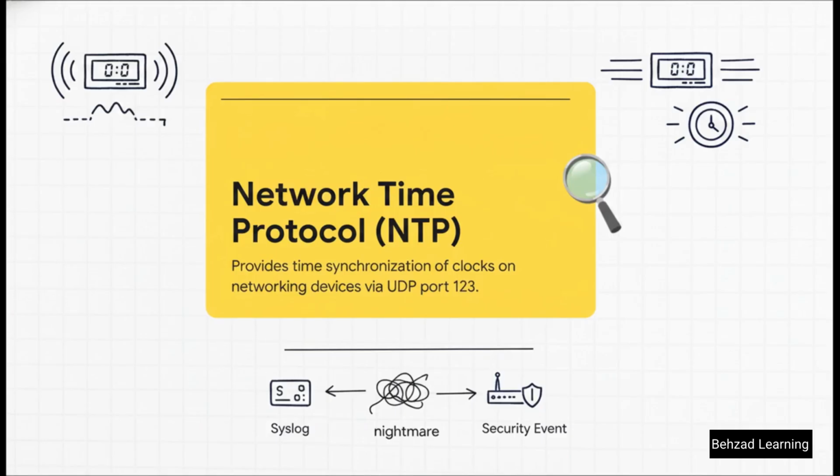Because without NTP acting as the perfectly synchronized metronome across your entire infrastructure, trying to correlate a syslog error on one switch with a weird security event on a totally different router is literally impossible. If their clocks are off by even a few seconds, the sequence of events is totally lost, and your troubleshooting turns into a complete nightmare.